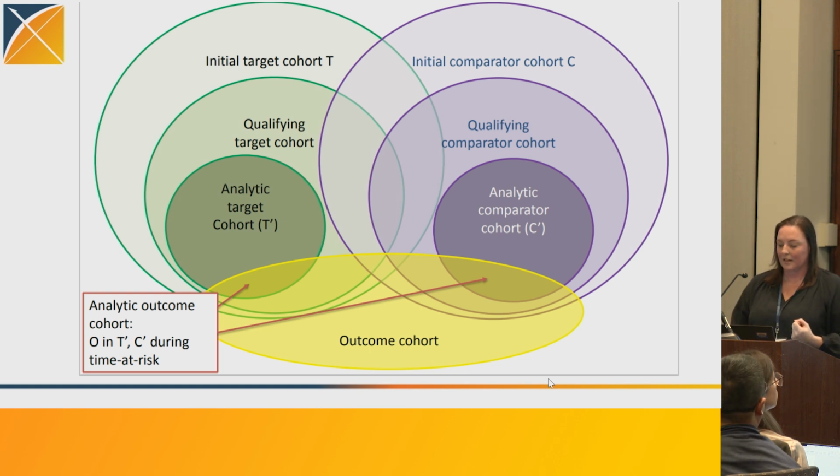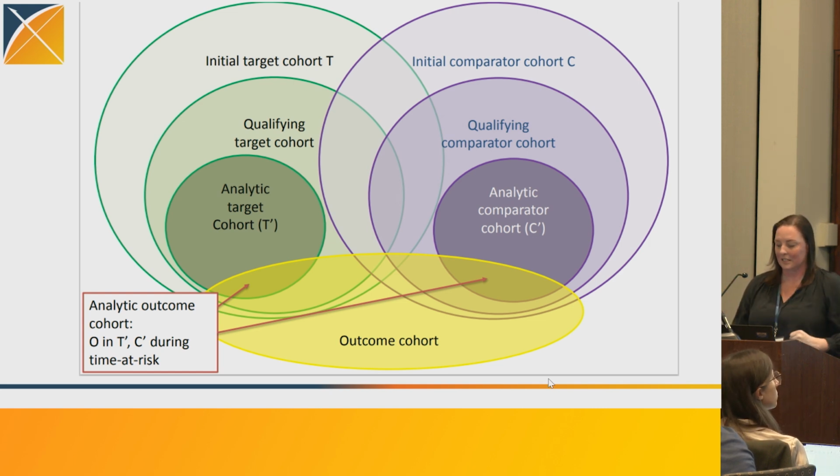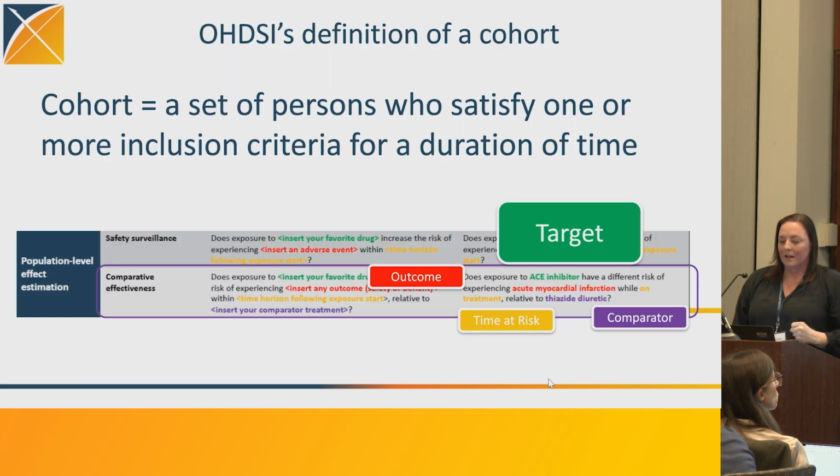So we have our target and our comparator cohort, and then we have another cohort, which is the outcome cohort. In an OHDSI study, you can think about the intersections of all those cohorts. So we have a cohort of people who are taking the target medication, a cohort of people who are taking the comparator, a cohort of people who have the outcome, and now let's combine all those cohorts together and look at the intersection. OHDSI's definition of a cohort is a set of persons who satisfy one or more inclusion criteria for a duration of time, okay?